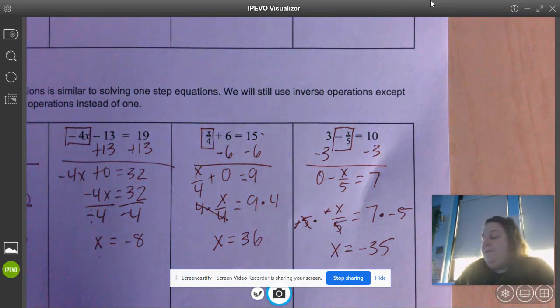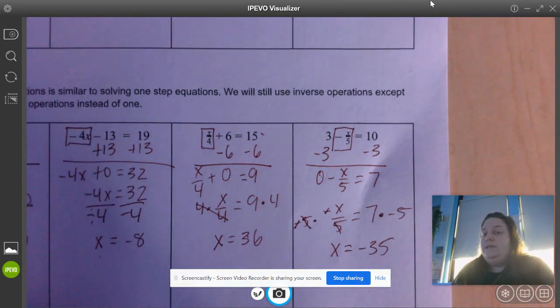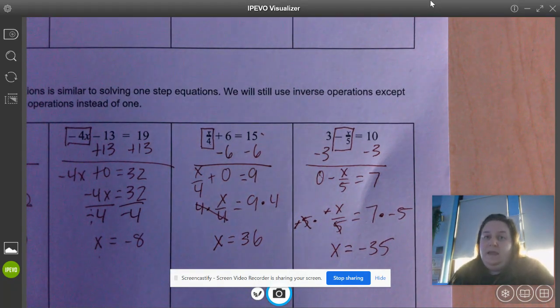If you need to, definitely brush up on those integer rules because we're going to see those come into play quite a bit throughout this unit.